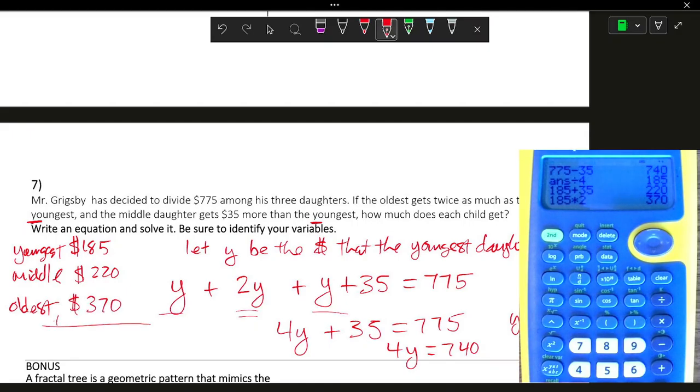Now, those numbers, just as a check, should add up to $775. So I want to verify that. I've got 185 plus 220 plus 370 equals $775. So that's exactly what we're looking for, right? This totally checks, and that is my solution.